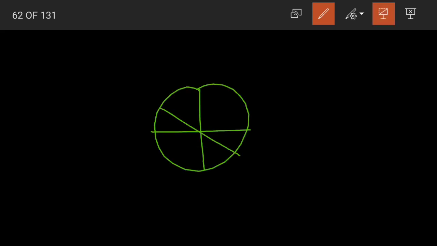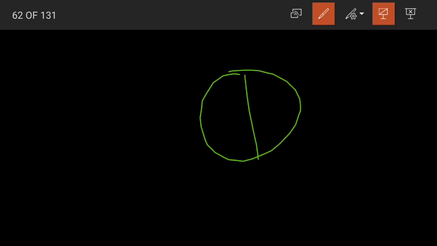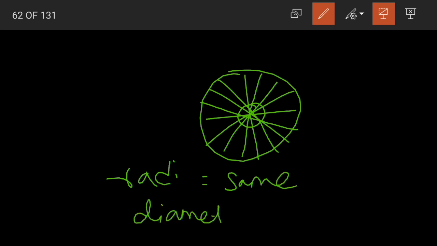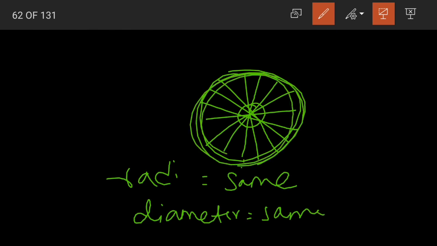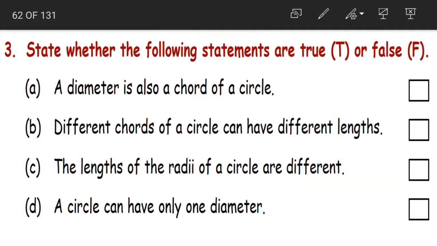Just like the radii, the length of all the diameters will be the same, children, no matter which 2 points on the circle you join, as long as the diameter passes through the center. The length of the radii will be the same, and also the length of different diameters for the same circle. Remember, for the same circle, the lengths will not be different.